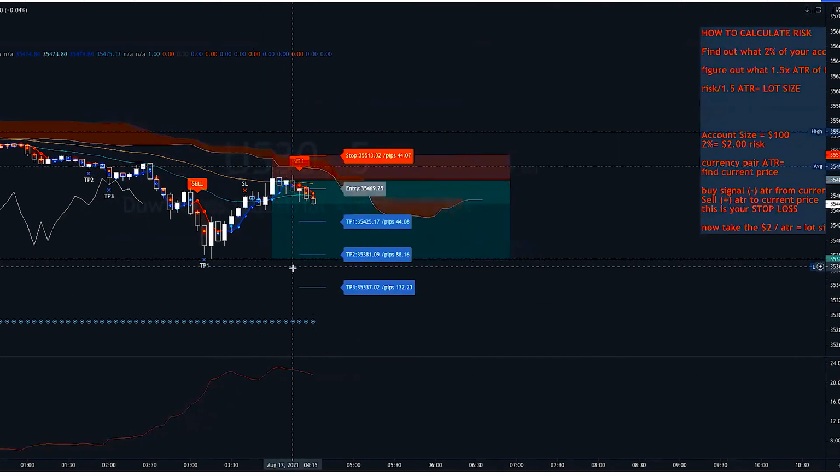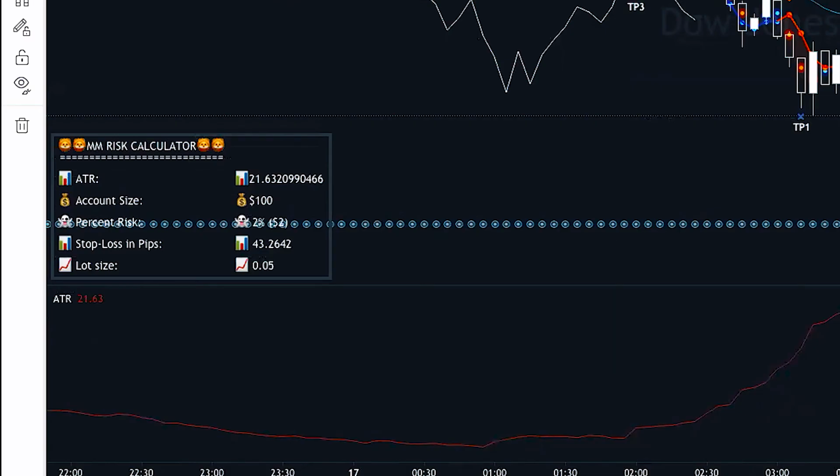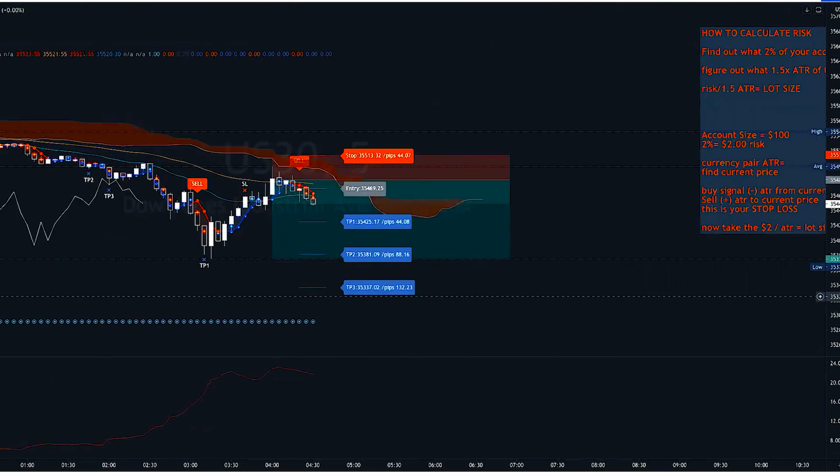Here we go. We got a signal here. We got a sell. Look at my stop loss right here, right where we calculated manually. Done for us. Now, if you look at the table on the left, account size, $100, 2%. Here's your stop loss in pips, right? Lot size, 0.05. Done for you automatically. So when you want to enter this sell right here, you're going to punch in 0.05 on your MetaTrader. And there you go. And let's see how this trade played out.